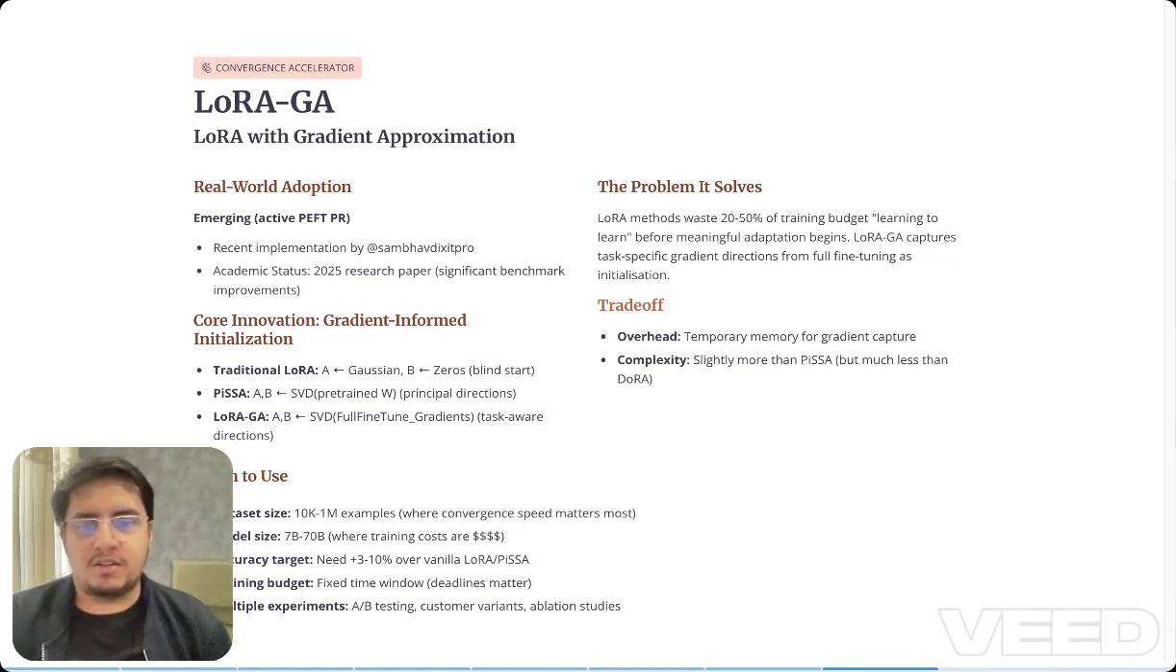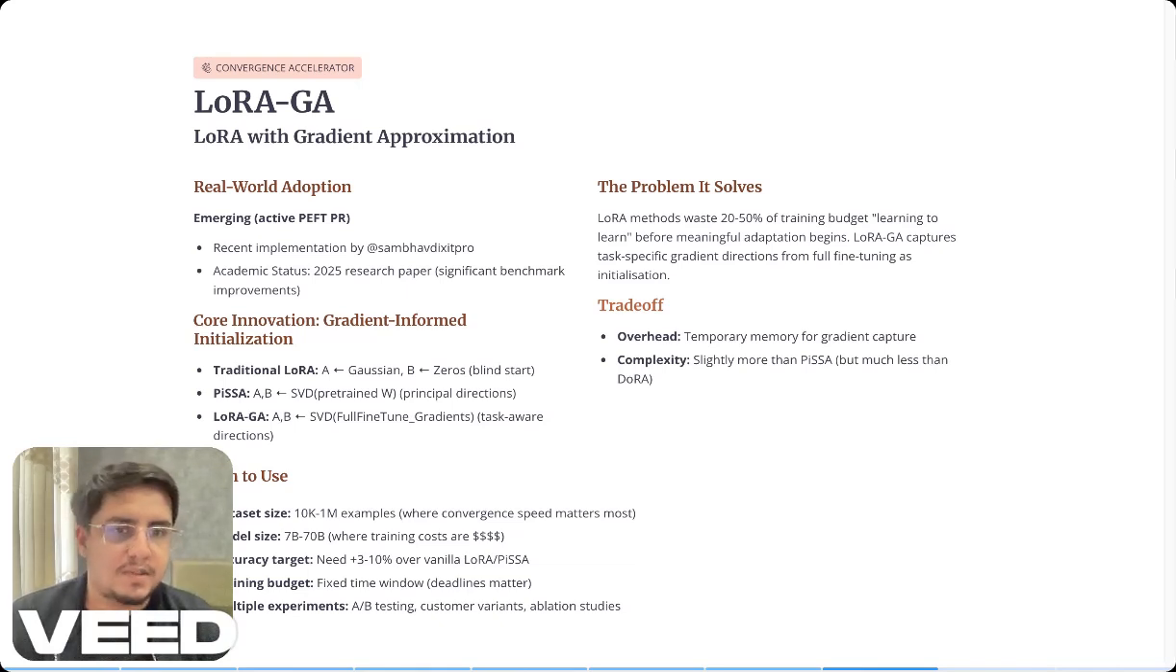The core innovation is the gradient informed initialization, where the A and the B lower adapters are initialized with the SVD of the full fine tuning gradients. So they are task aware. Instead of wasting a good amount of your training budget on learning how to learn and what to learn, LoRA-GA captures the task specific gradient directions from the full fine tuning itself. It essentially has a better initialization, and everything else remains the same as the robust LoRA.